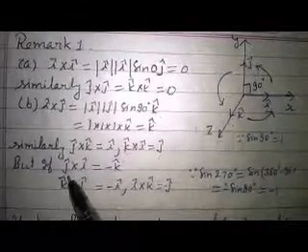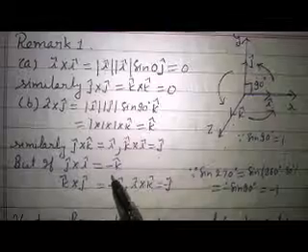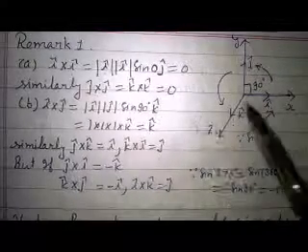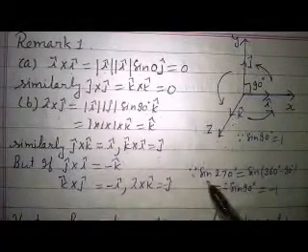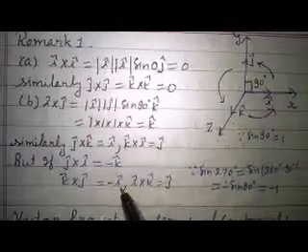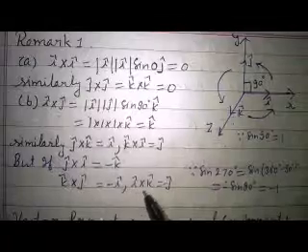What if we find j cap cross i cap, then it is equal to minus k cap, since the angle between j and i is 270, and sine 270 is equal to minus 1. Similarly, if we find the cross product of k cap cross j cap, it is equal to minus i cap, since the angle between k cap and j cap is 270. And similarly, i cap cross k cap is equal to minus j cap, since the angle between i cap and k cap is 270, and sine 270 is equal to minus 1.